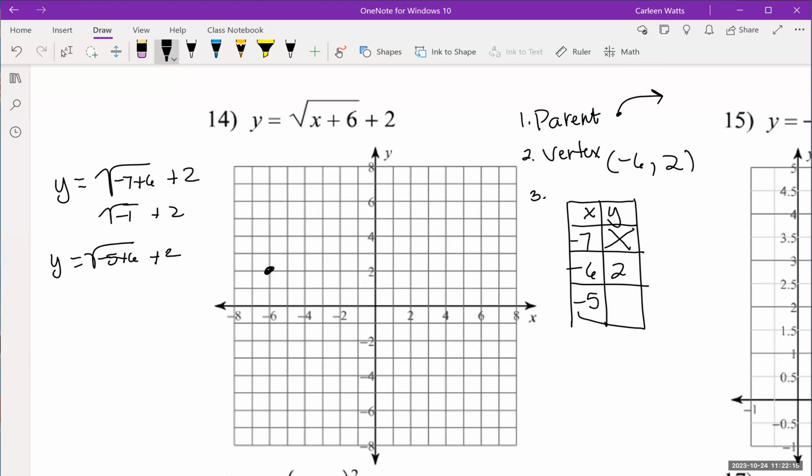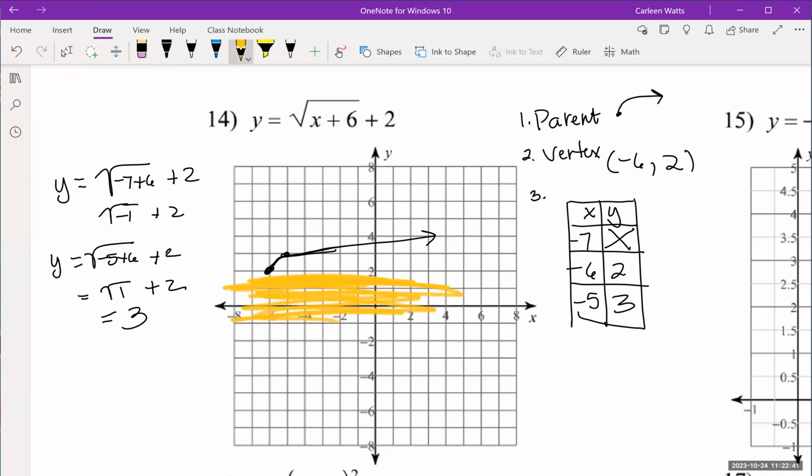Which is square root of 1 plus 2. Square root of 1 is 1, which is 3. And we know we could do more points. We know that it is a sideways parabola. And then this part's under the covers. You can't see. So there's only half of the sideways parabola.